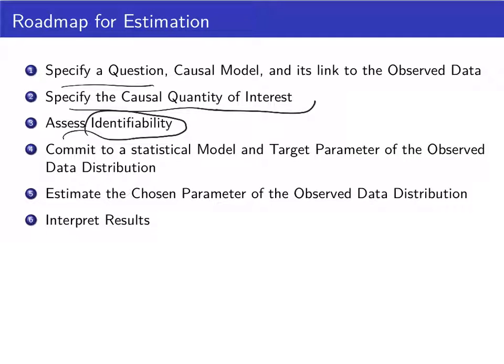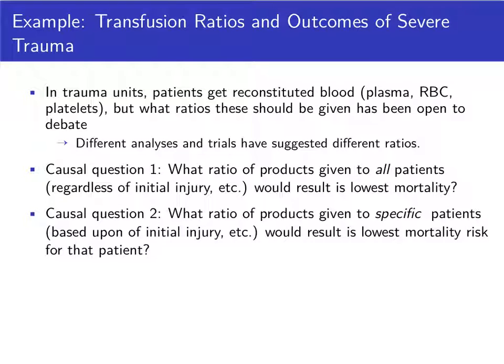Then we'll have the usual things. We'll have the statistical model. It's a separate issue. And then once we've had identifiability, it'll define a particular parameter, a particular quantity of the data distribution. Maybe it's a conditional mean, maybe it's a variance, whatever it is, and then we go after that and interpret results. An example of this is what we just talked about.